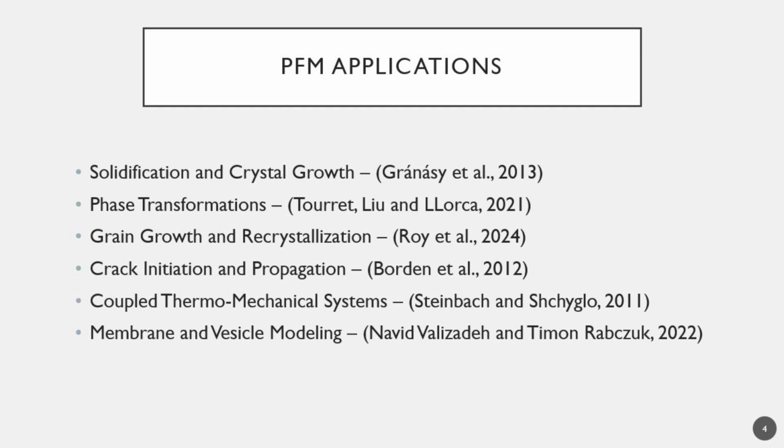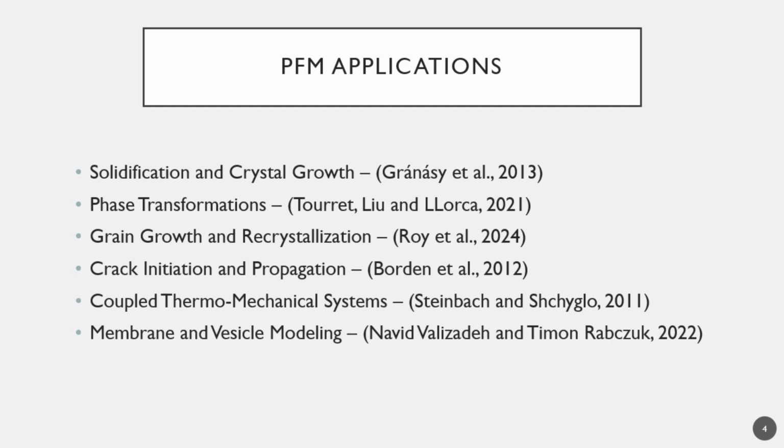Another major area is phase transformations, like austenite and martensite transformations in steels, which are critical in metallurgy. Researchers have done work on simulating these transitions with phase field models, capturing microstructural evolutions in alloys. Then there's grain growth and recrystallization. These are fundamental in material processing, especially during heat treatment. PFMs can track how grains grow, shrink, and rotate over time.